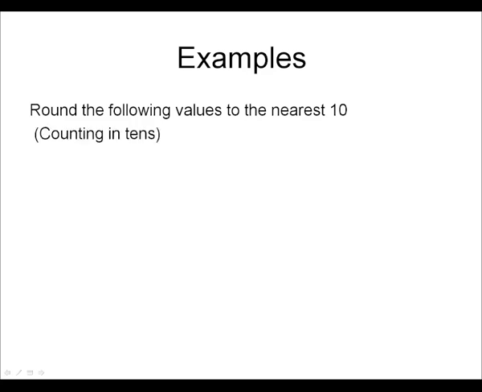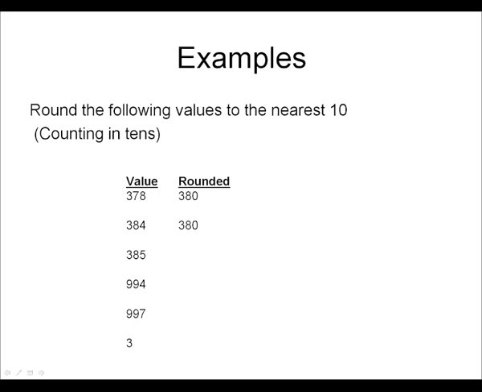Let's have a look at a couple of examples. We're going to round the following values to the nearest 10. So that means I'm counting in tens. Let's have a look at these values. 378, well, I'll be counting 360, 370, 380, and I'm definitely closer to 380 there. So the value I'm going to give, rounded to tens, will be 380. What about 384? Do I think I'm closer to 380 or 390? I'm definitely closer to 380. So again, I'll say 380.